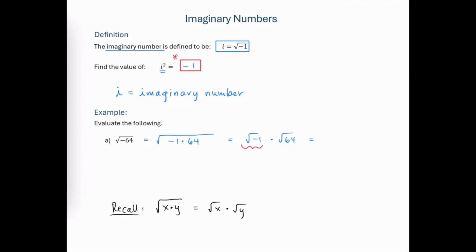And now we can evaluate each of these individually. The square root of -1, as we saw, has been defined to be i. And we know that the square root of 64 is 8. So this is i times 8, and we actually prefer to have the coefficient 8 come before any letters, so we would call this 8i. Let's do that again in part B.